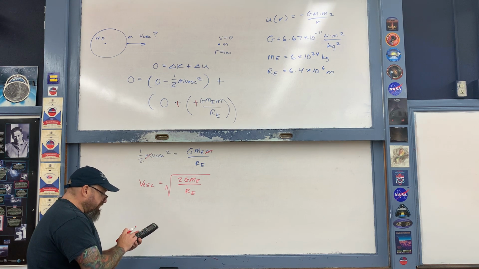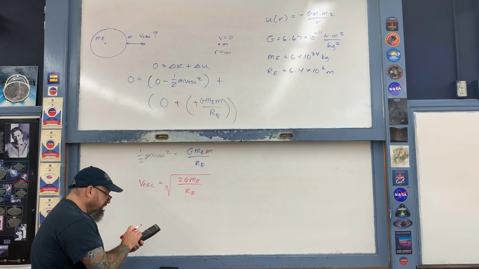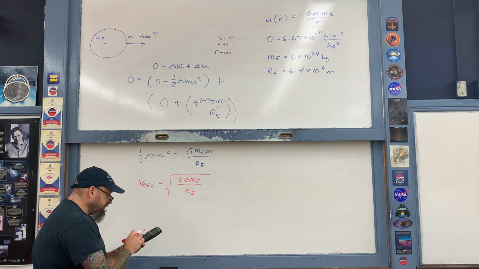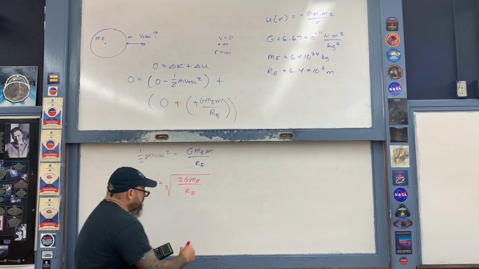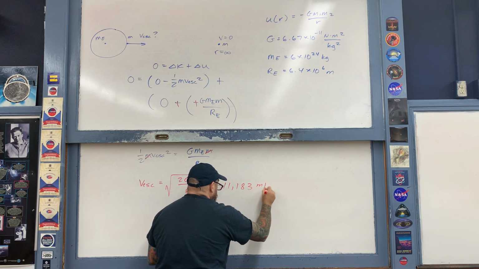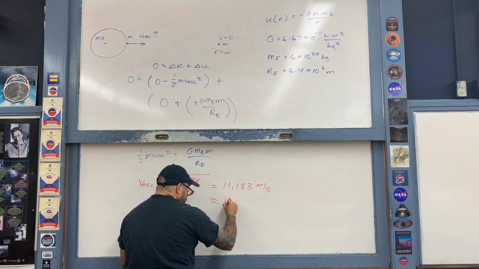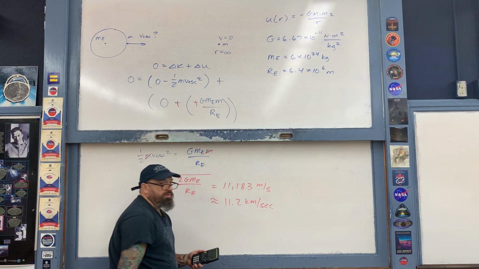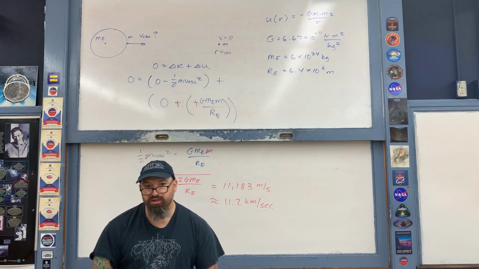All right, so the square root of 2 times G, like so, times the mass of the Earth, like so, divided by the radius of the Earth, like so. And after all is said and done, you end up with about 11,183 meters per second, just under 11.2 kilometers per second. This is once again a well-known number when it comes to astronautical engineering.